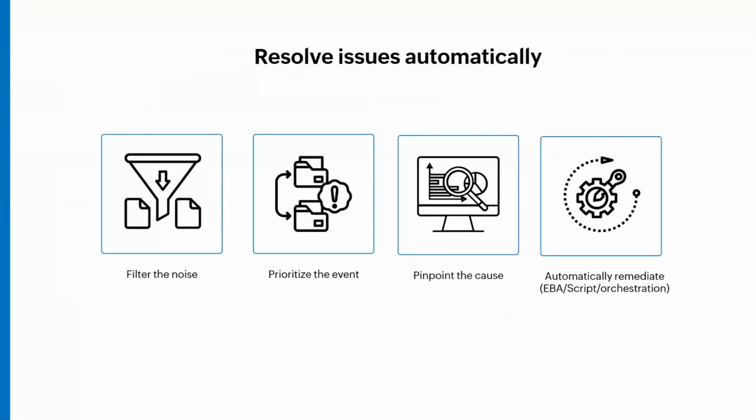Another important area where ML is used is threshold profiles. But before going to that, we can see how we can resolve issues automatically. This can be done by filtering out the noise, prioritizing the event, pinpointing the root cause of issues, and automatically remediating using an EBA script or orchestration.